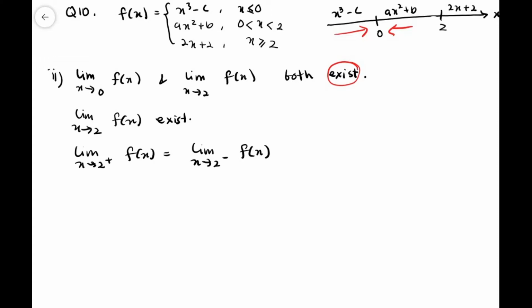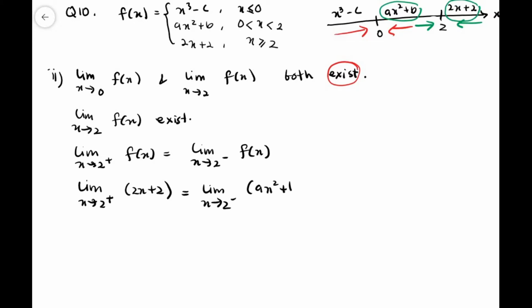Okay, we just need to recall the function from the right and left. So right of 2, the function is 2x plus 2, and from left of 2, the function is ax squared plus b. So we just need to substitute the function inside. So limit x approaching 2 from right, the function is 2x plus 2. And limit x approaching 2 from left, the function is ax squared plus b.